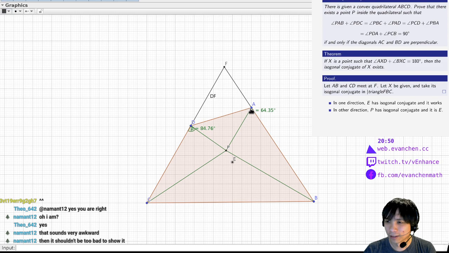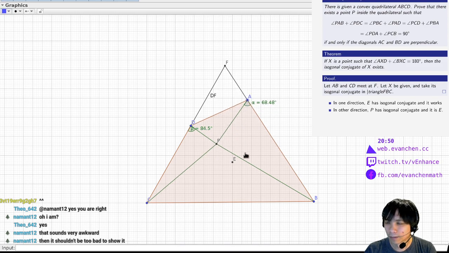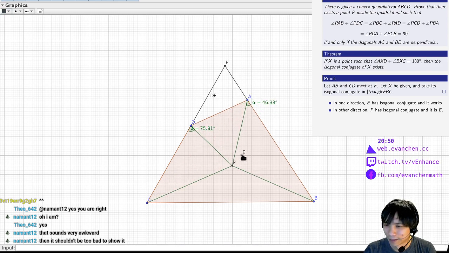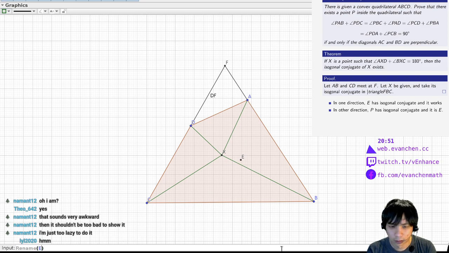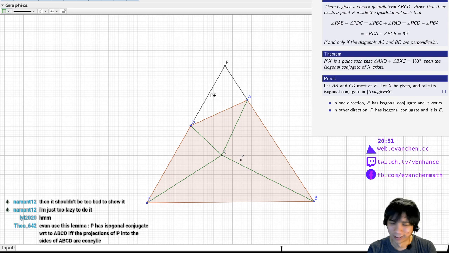So yeah, we just want to prove this lemma, which someone in the chat knew, but given how quickly we solved it, let's actually prove it. All right, these two angles I don't need anymore. And let's rename things properly. So we'll name P to X and E to Y. I don't want to draw the... Okay, fine. I'll draw the four freaking feet.